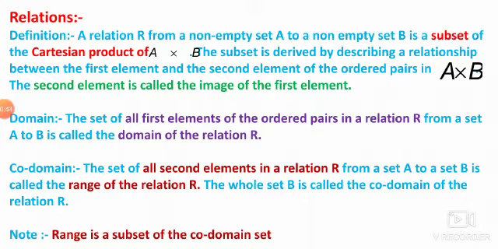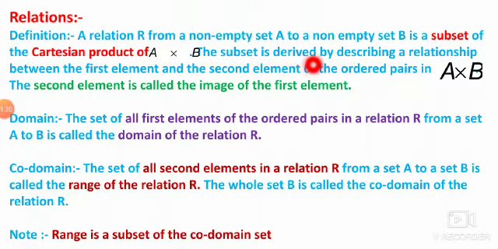Let me begin with the definition of a relation. A relation, denoted by the notation R, from a non-empty set A to a non-empty set B, is a subset of the Cartesian product A cross B. Here, A cross B is called the Cartesian product of the given two sets, and the relation is a subset of A cross B.